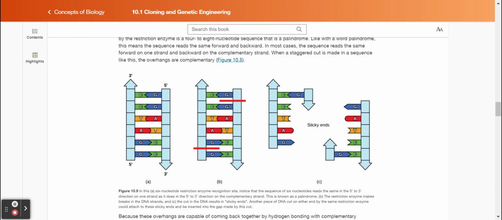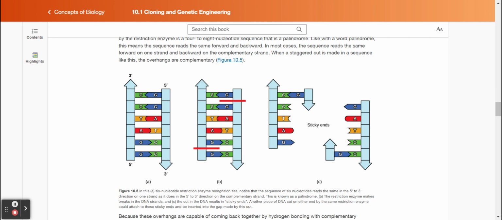Figure 10.5. A. In this 6 nucleotide restriction enzyme recognition site, notice that the sequence of 6 nucleotides reads the same in the 5' to 3' direction on one strand as it does in the 5' to 3' direction on the complementary strand. This is known as a palindrome.